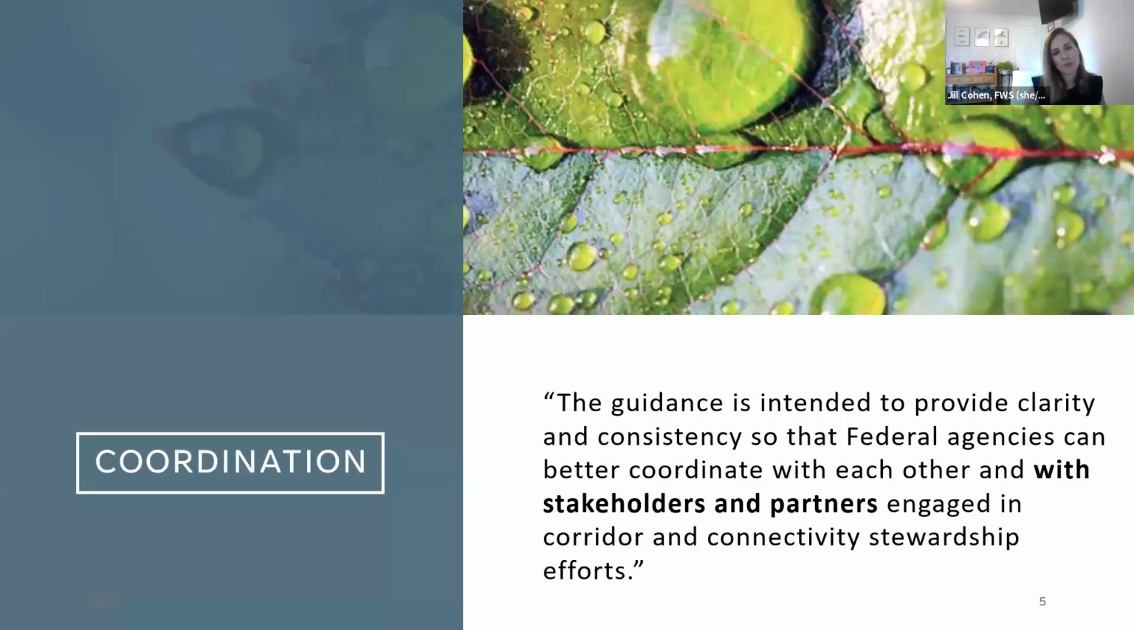So I want to just walk through briefly the core elements of the guidance. I wanted to highlight particularly for you all where there might be interest from the state and from the State Wildlife Action Plan perspective. So we'll quote here, the guidance is intended to provide clarity and consistency so that federal agencies can better coordinate with each other and with stakeholders and partners engaged in corridor and connectivity stewardship efforts. Throughout the guidance, it does refer specifically to states as some of those key stakeholders and partners.